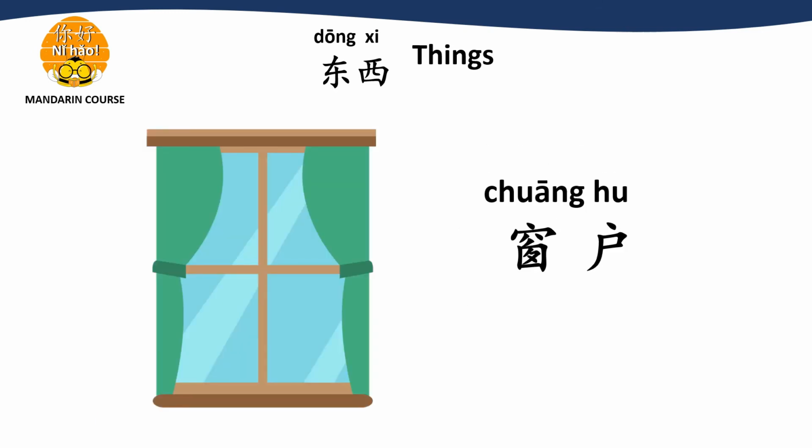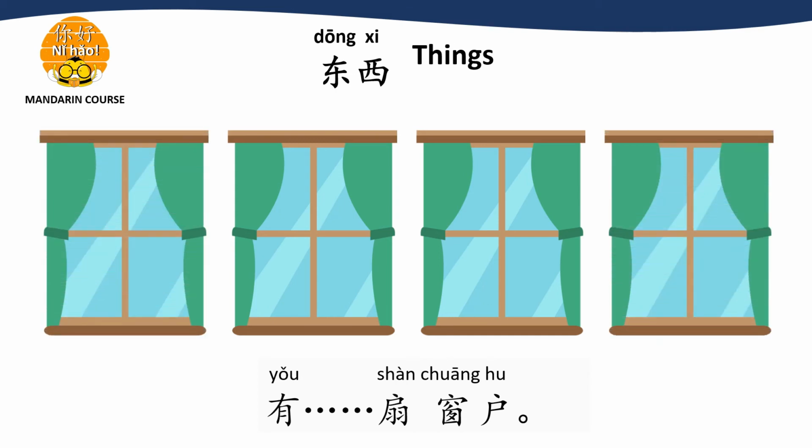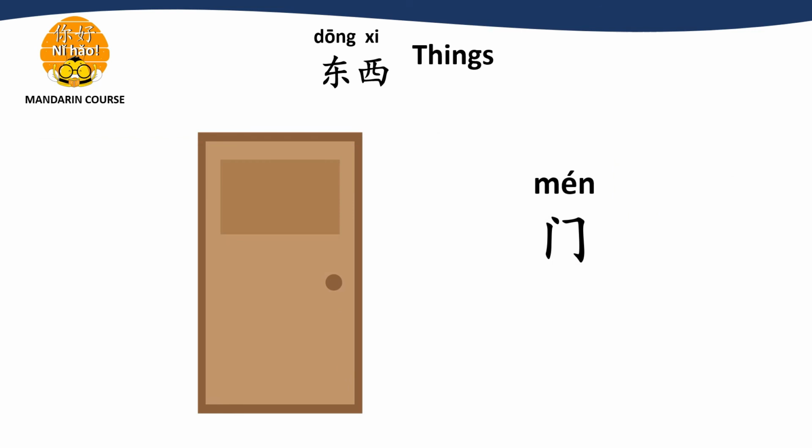The next thing is 窗户, windows. The quantifier is 扇. There are 2 windows. 有2扇窗户. There are 4 windows. 有4扇窗户. The next thing is 门, door. The quantifier is 扇, the same as 窗户.